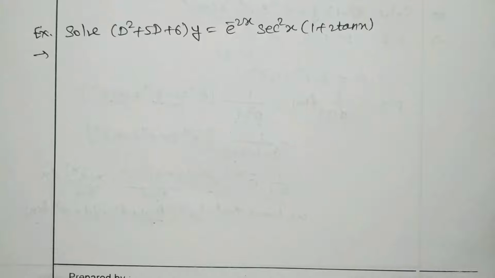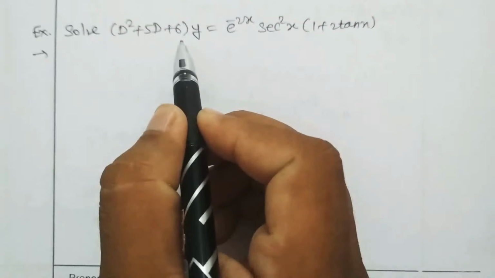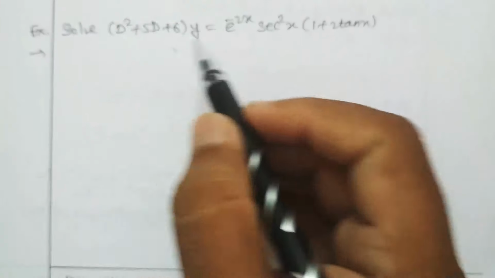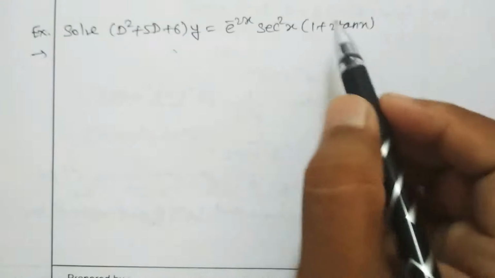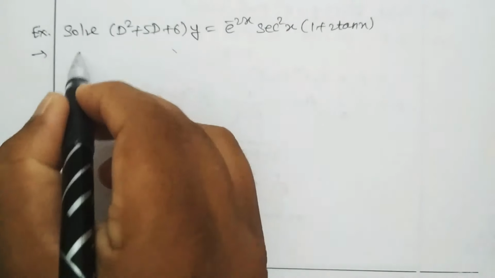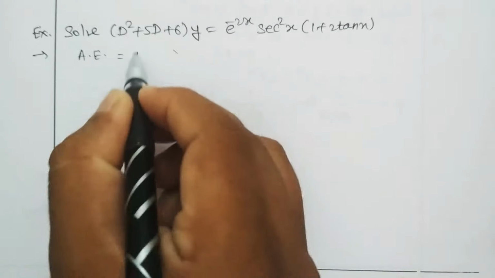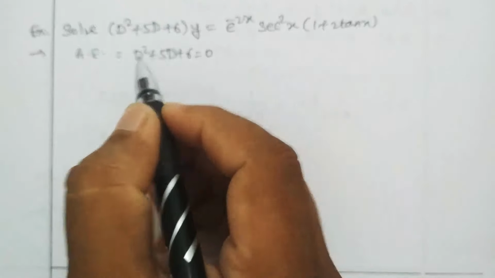Next example on general method. Solve (D² + 5D + 6)y = e^(-2x) sec²x (1 + 2 tan x). So first of all we will calculate CF. For that, the auxiliary equation is D² + 5D + 6 = 0.